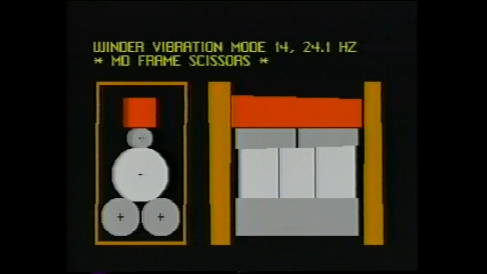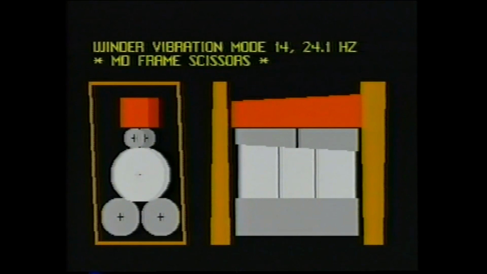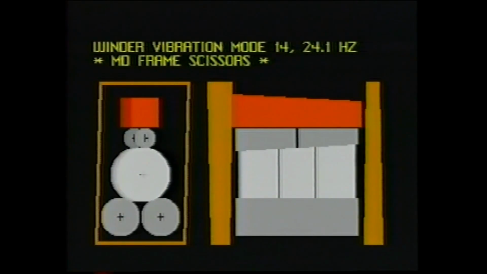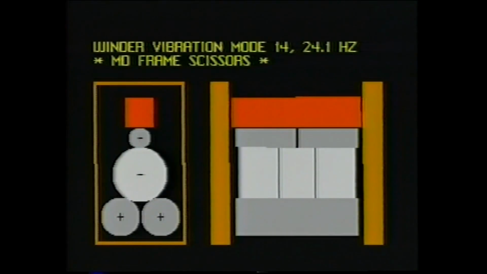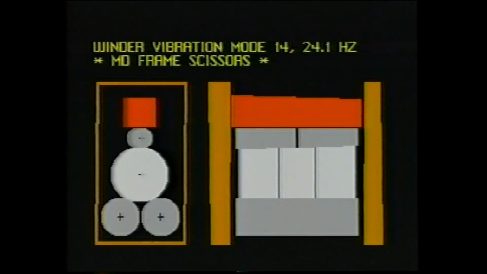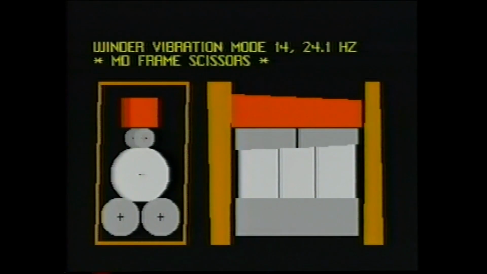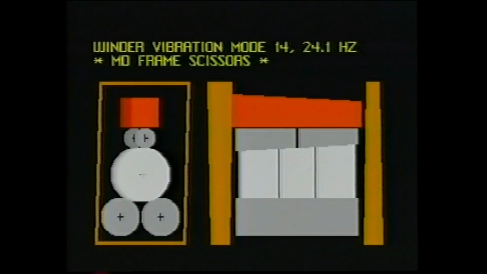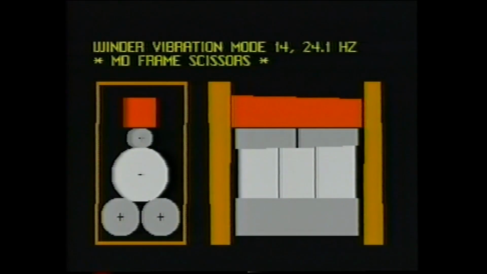In the machine direction frame scissors mode, the front and back framework bend out of phase with each other in the machine direction. The rewound rolls and rider roll follow the movement of the end frames. This is an example of the antisymmetric mode, where motion is equal in magnitude but opposite in direction on each side of the machine's center line plane of symmetry. Again, it is difficult to excite.